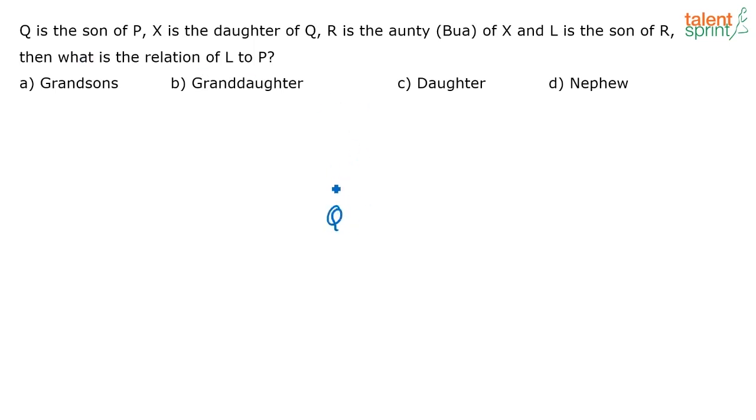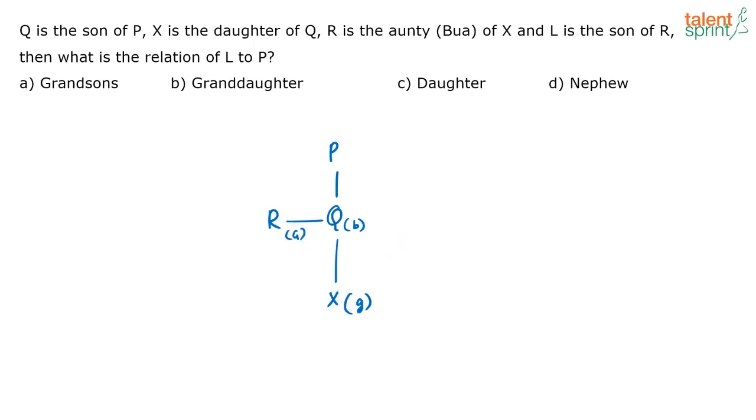So Q, right? You have P. So Q is the son of P, boy. I've just written B for boy. X is the daughter of Q, so X is a girl, daughter of Q. Then R is the aunt of X, and L is the son of R. So R is the aunt of X means this person should have a sister, right? Generally aunt means you take into consideration father's sister if they have not mentioned paternal or maternal. So R is the aunt of X, so this has to be a girl. Only then she is X's aunt, okay.